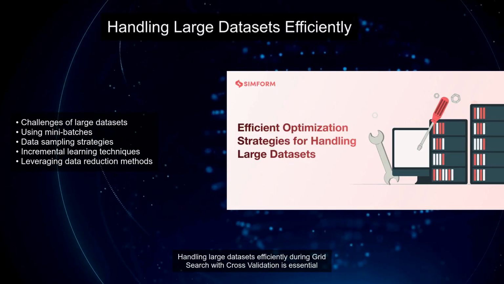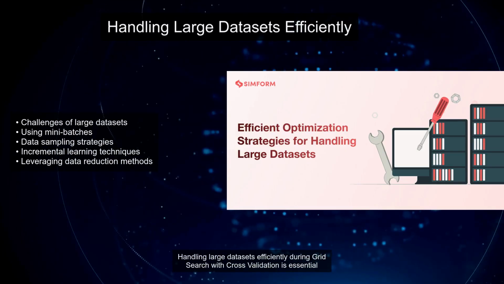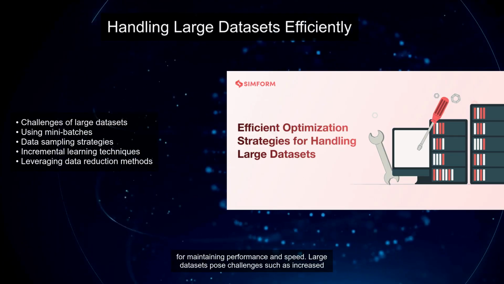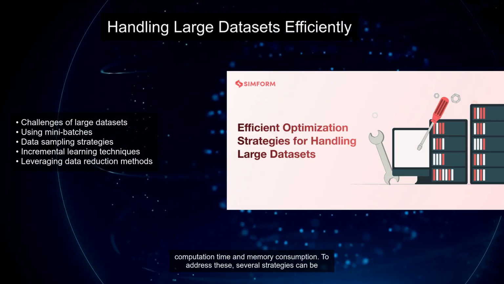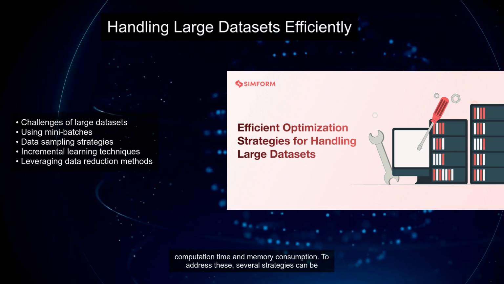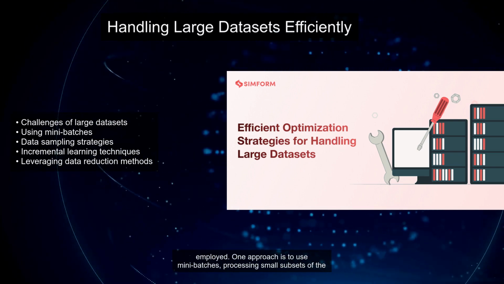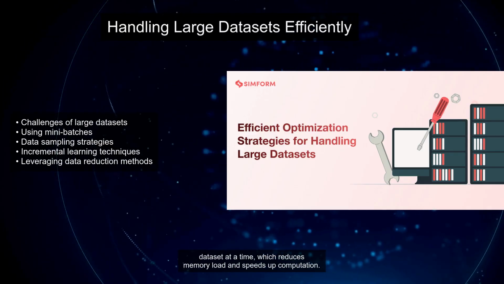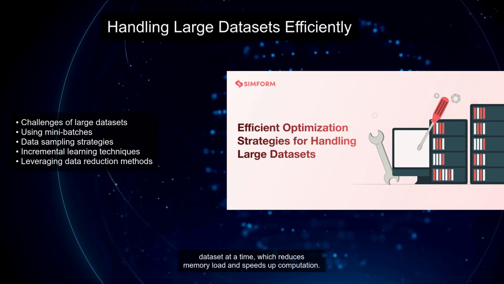Handling large datasets efficiently during grid search with cross-validation is essential for maintaining performance and speed. Large datasets pose challenges such as increased computation time and memory consumption. To address these, several strategies can be employed. One approach is to use mini-batches, processing small subsets of the dataset at a time, which reduces memory load and speeds up computation.